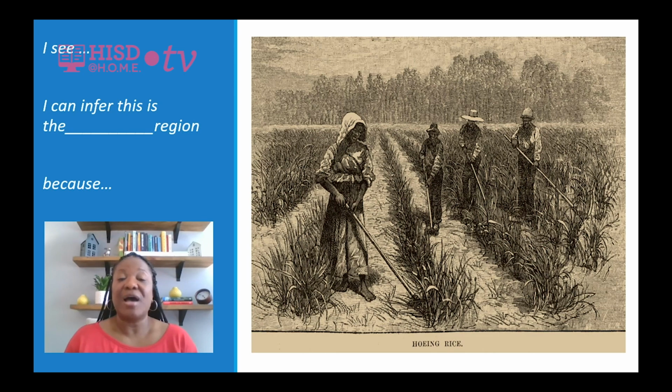Okay, so based on what we've just read, I would like for you to complete this. Let's do this one together. I see people in the fields. Looks like they are maybe working together. I can infer this is, so I'll have you fill in the blank. And because what? Tell me why. I'll give you a moment to look at this photo and then we'll go on to the next.